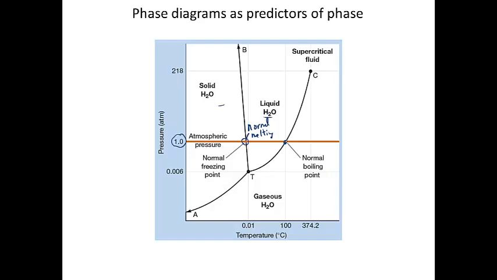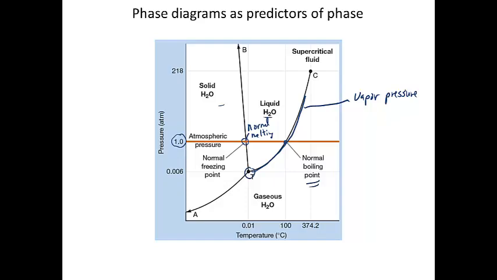And the place where 1 atmosphere crosses the liquid gas line is the normal boiling point. This line right here, by the way, is the same thing as our vapor pressure curve we saw earlier. The vapor pressure curve we saw for a liquid rising in temperature is the same thing as the boundary line in a phase diagram between the liquid and the gas. Here again, of course, is a triple point.